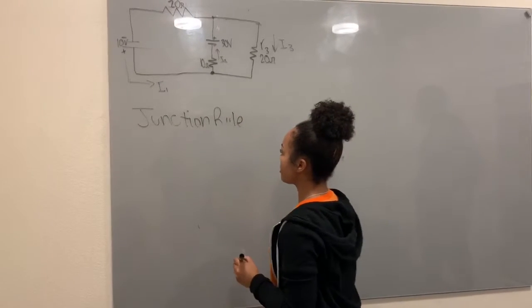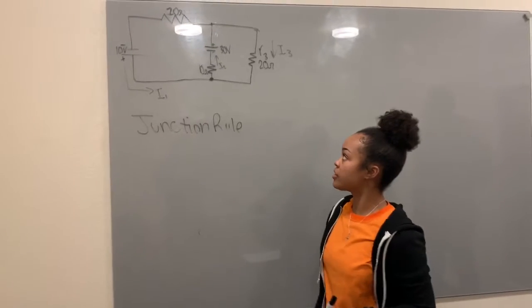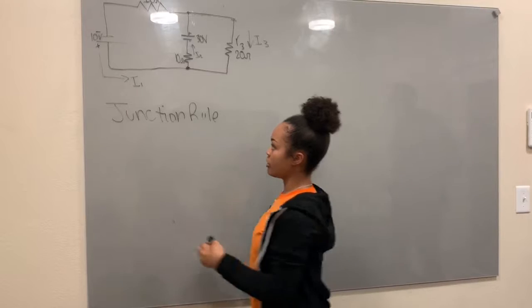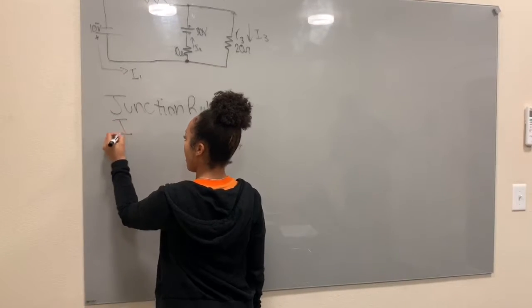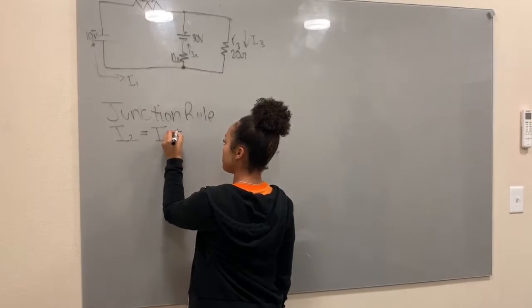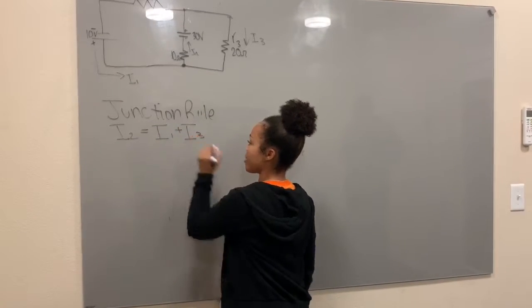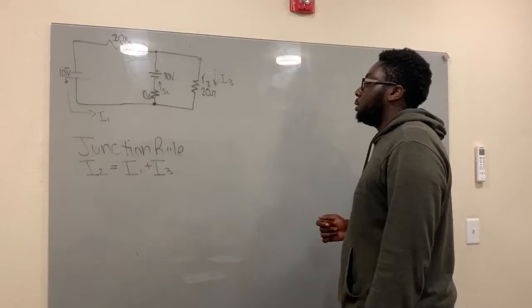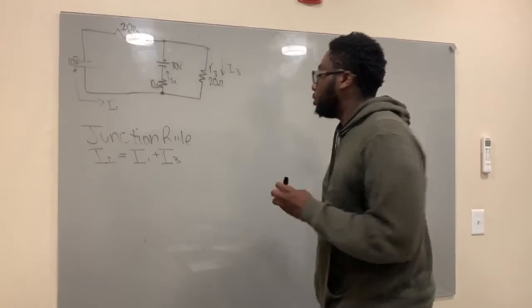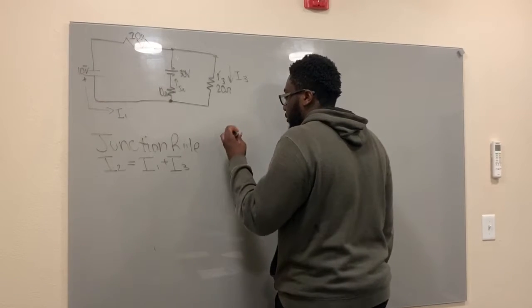So in this case, the junction rule states that the current going in is equal to the current going out. So in this case, our I2 equals I1 plus I3. Okay, so now we've got our junctions, we have to do our loops, and we're going to do those following Kirchhoff's voltage law.